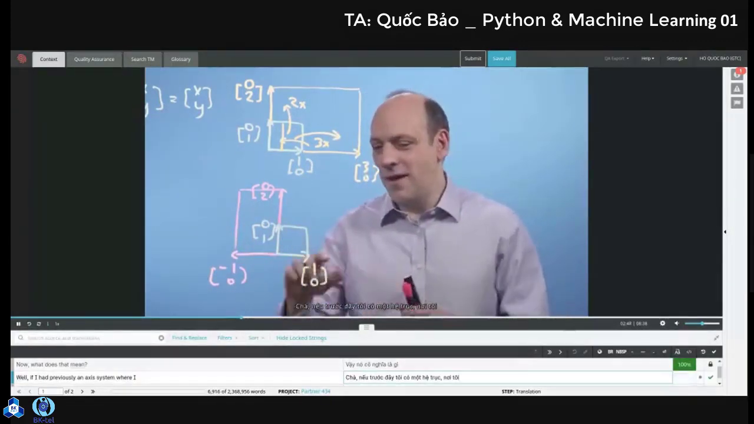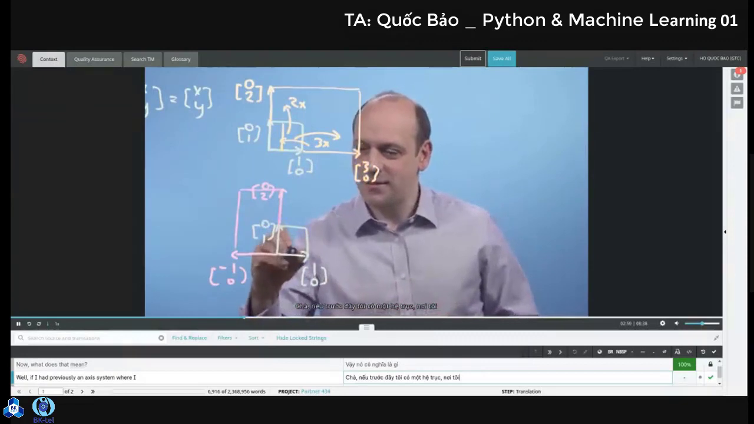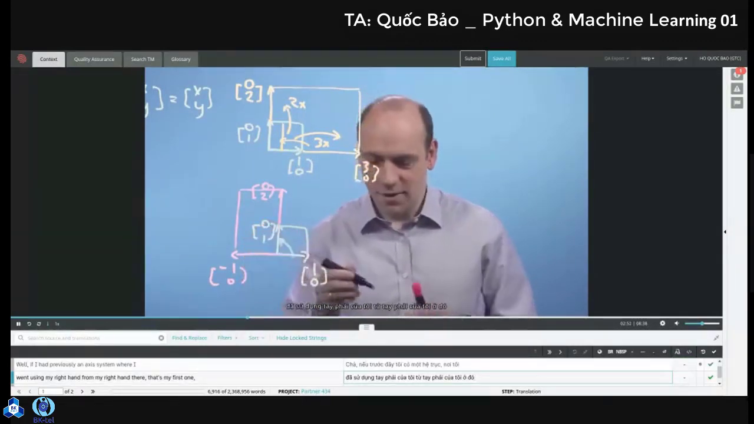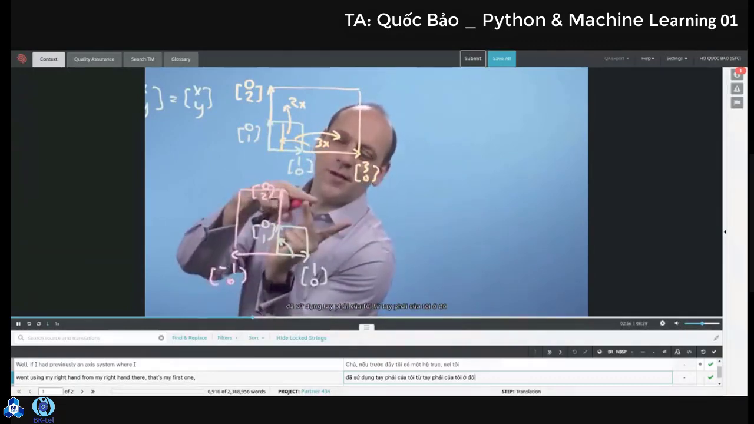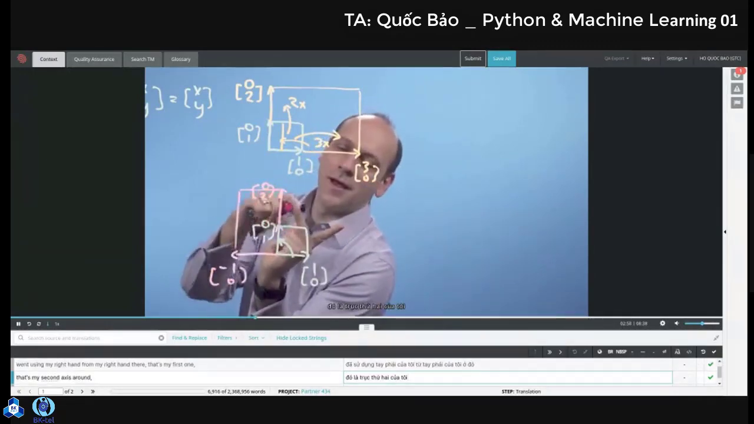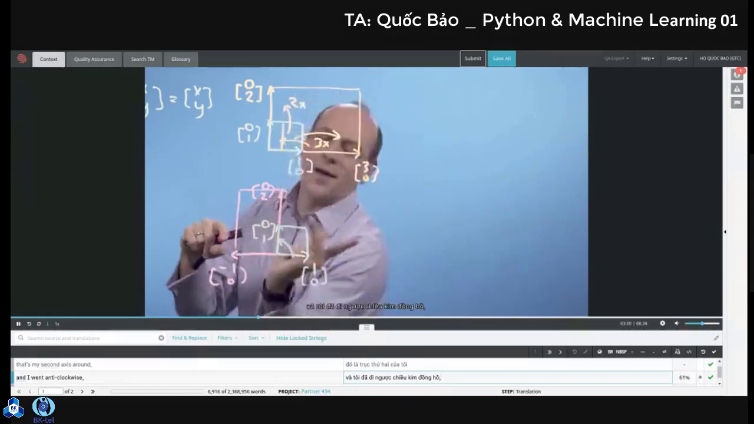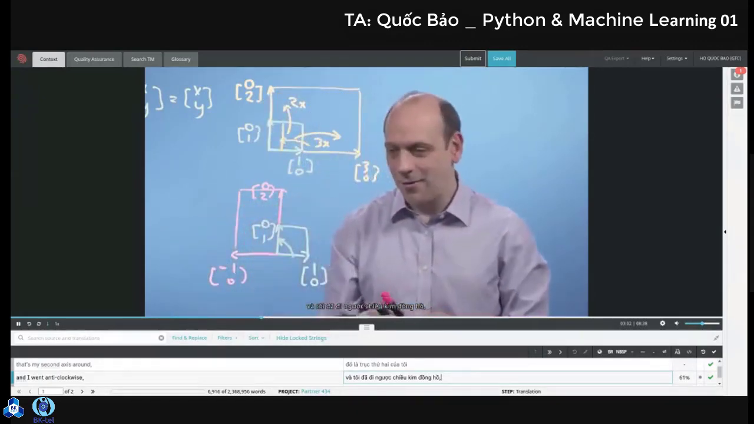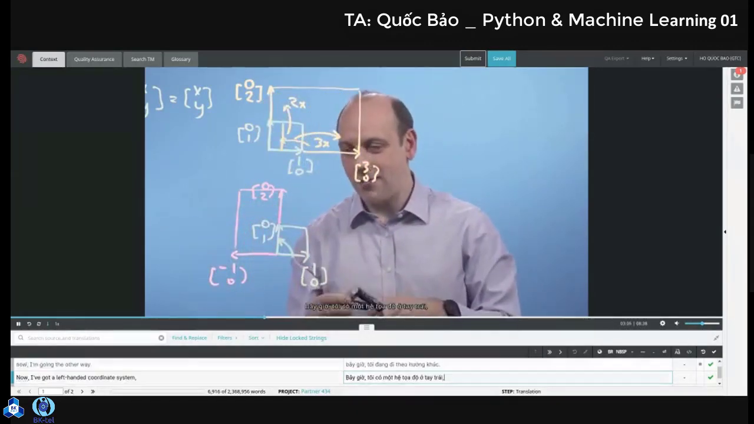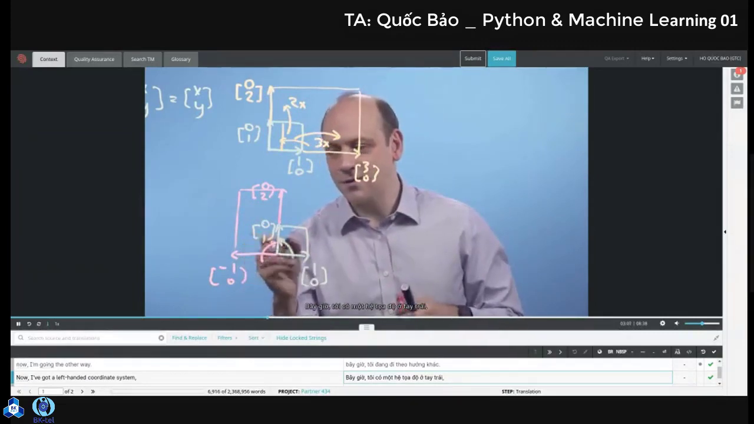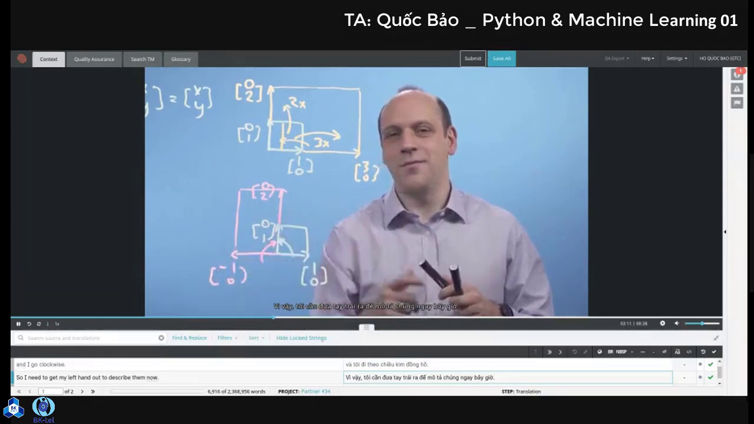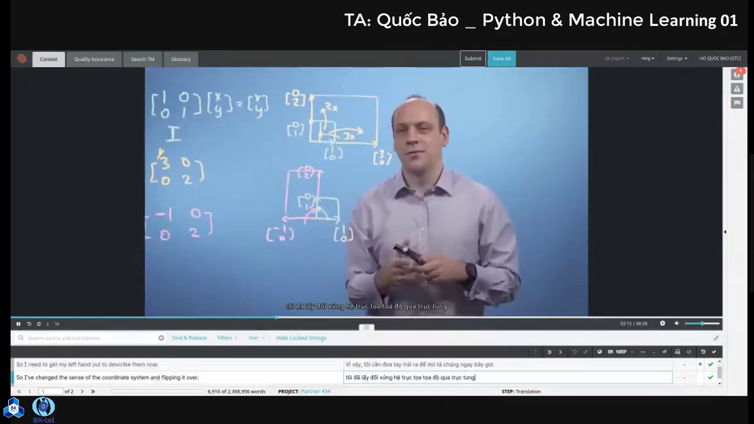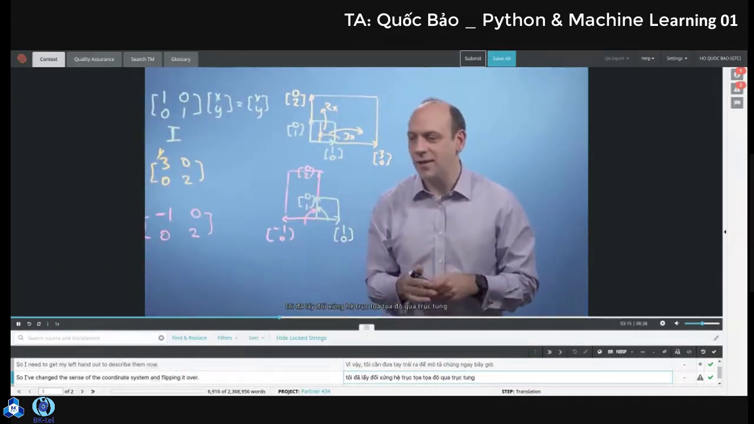Well, if I had previously an axis system where I went using my right hand, from my right hand there, that's my first one, that's my second axis, around, and I went counterclockwise, now I'm going the other way. Now I've got a left-handed coordinate system and I go clockwise, so I need to get my left hand out to describe them now. So I've changed the sense of the coordinate system in flipping it over.